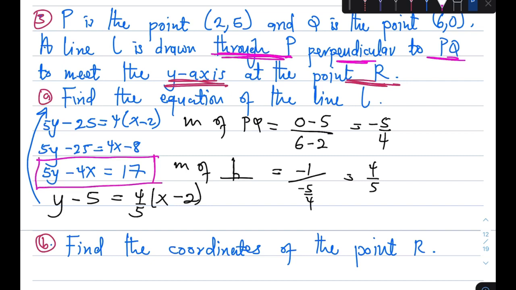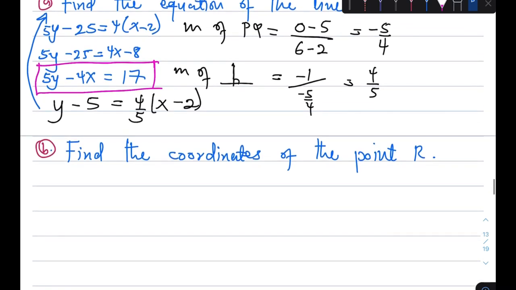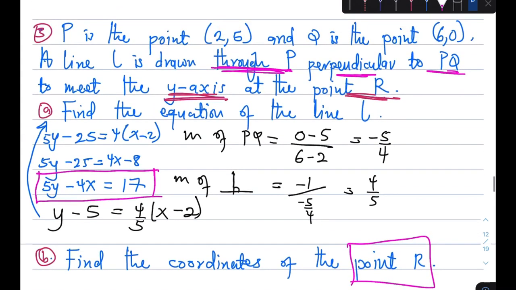All right, so this is how to go about it. Now they want us to find the coordinates of the point R. Well, let's go back and understand where the R is coming from. This equation of the line that we have found goes through P, perpendicular to PQ, to meet the y-axis at the point R.